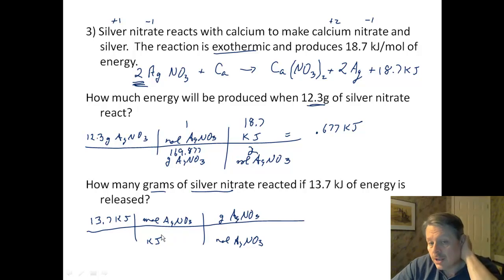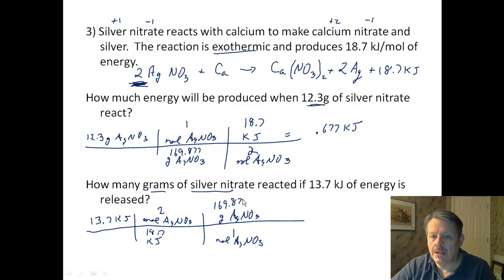And let's see, our kilojoules is 18.7. And our moles of silver nitrate is, again, going to be 2 because I've got a 2 up there. Right? And how much does silver nitrate weigh? Well, we've already figured that out. That's 169.877, so we don't have to go through that math again. And we figured out that this is 249 grams of silver nitrate. That's a bunch of silver nitrate. Okay, that's your answer for that one.